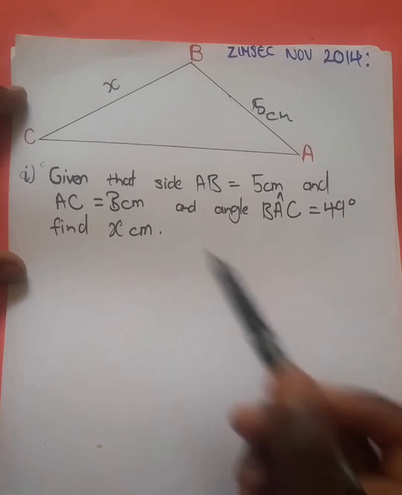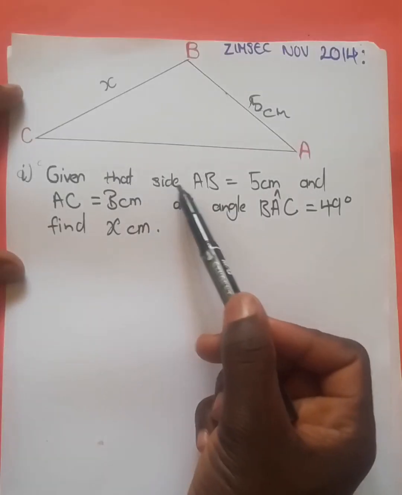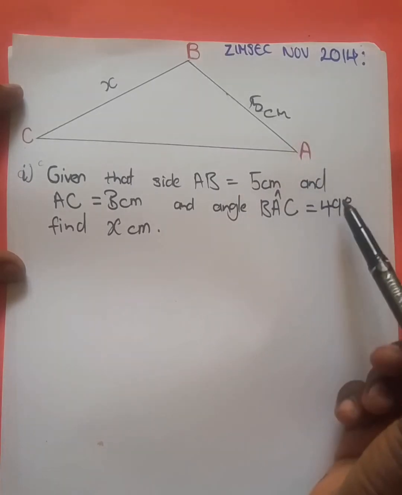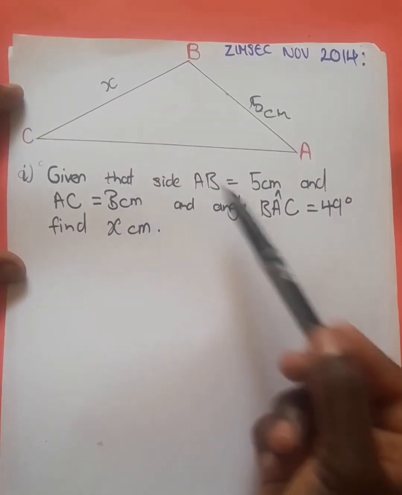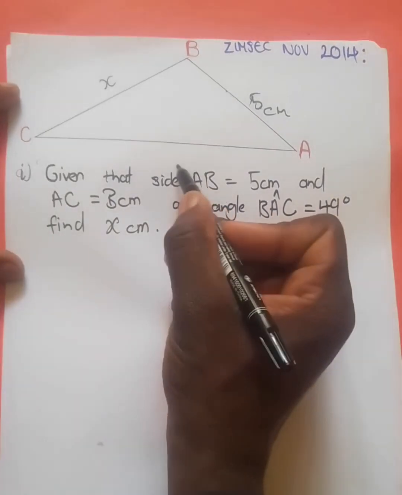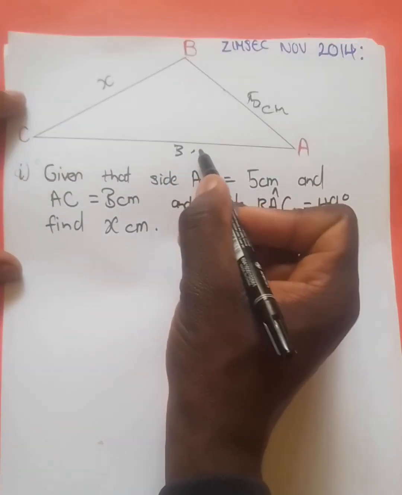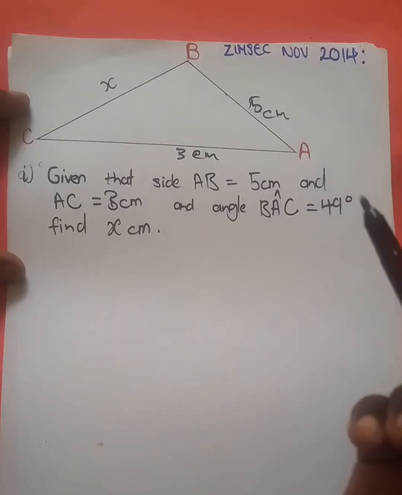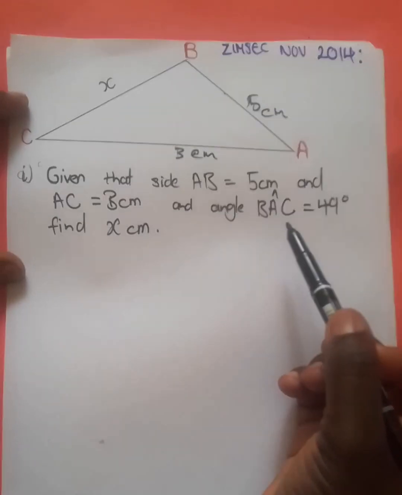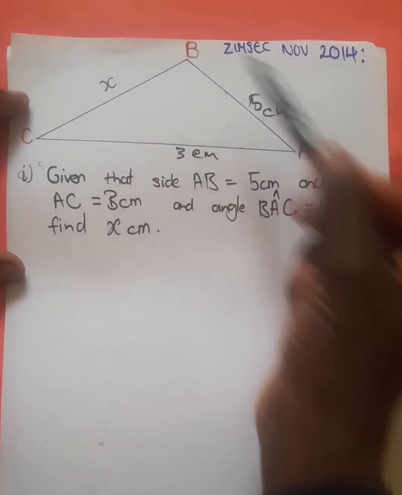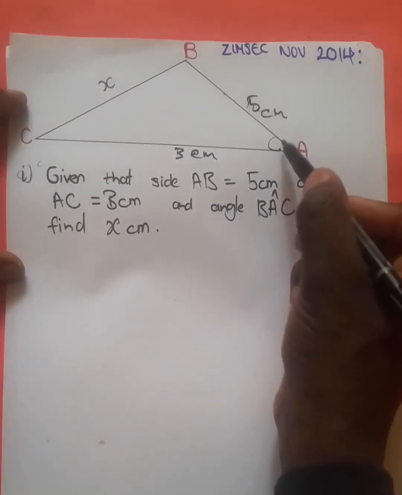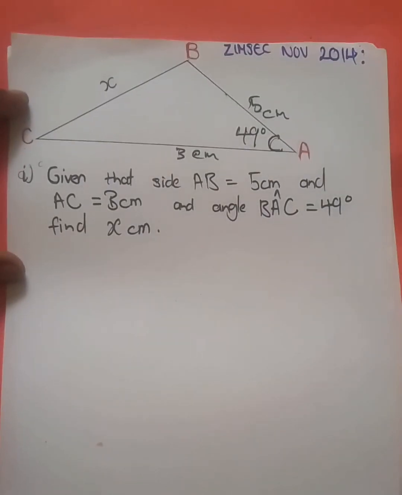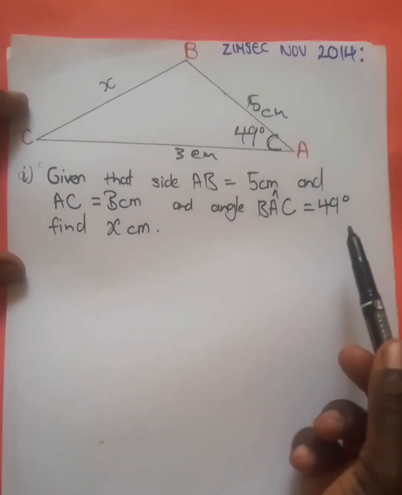The question is saying that given that side AB is equal to 5 centimeters. So this is side AB, which is equal to 5 centimeters, and AC is equal to 3 centimeters. And the question says further that the angle BAC is equal to 49 degrees. So the angle BAC, this angle, is equal to 49 degrees. Given that angle BAC is equal to 49 degrees, find x.